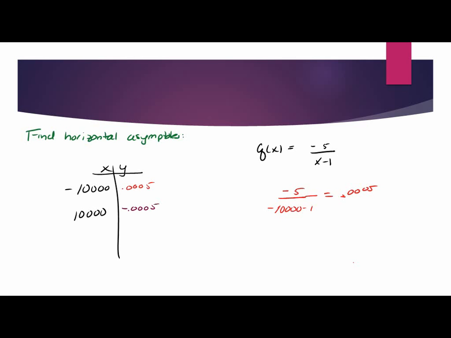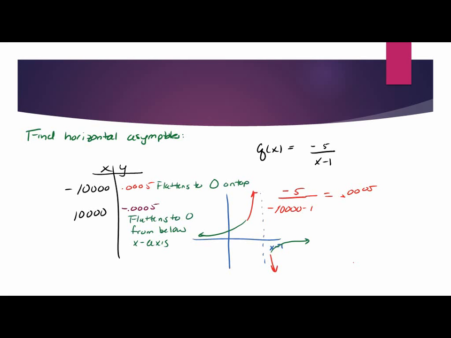So this is what I got. Those are close to 0. So it's telling me that it's flattening down to 0. The first, 0.0005, tells me it flattens down to 0 from above the x-axis because that number is positive. The second number is negative but close to 0, so that's telling me that it's approaching 0 from below the x-axis. But both of them are flattening out. If it was a large number, it's not flattening out. If it's a large number, it's continuing to grow.